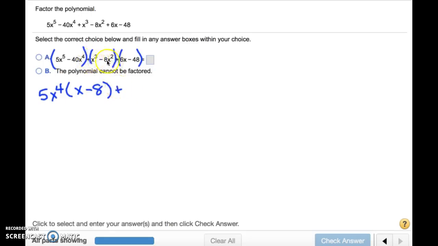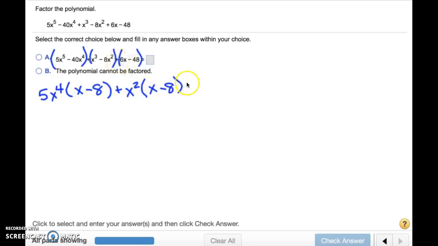And over here, the only thing in these middle 2 terms that they have in common is x squared. So when I take x squared out of x cubed, that just leaves 1x. And then I take the x squared out of the negative 8x squared, that just leaves negative 8. So far, so good. These 2 match up.